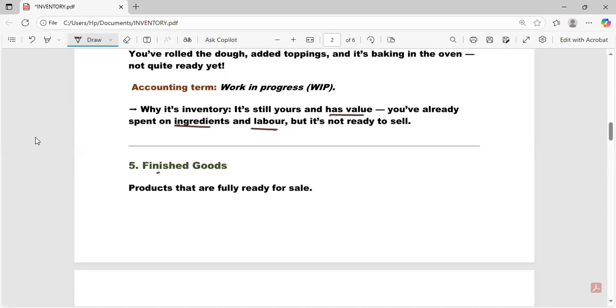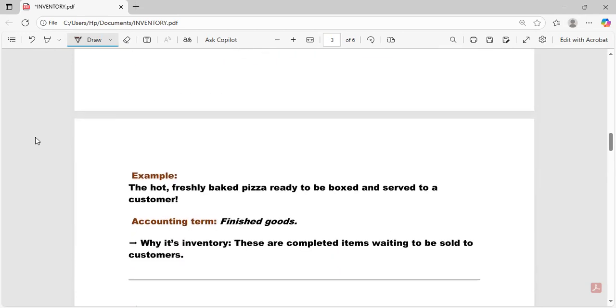Moving forward, the finished good, the pizza which will come out of the oven now, that is the final product. And now I'm going to sell it, so that is my inventory too, right? So that final pizza is my inventory.